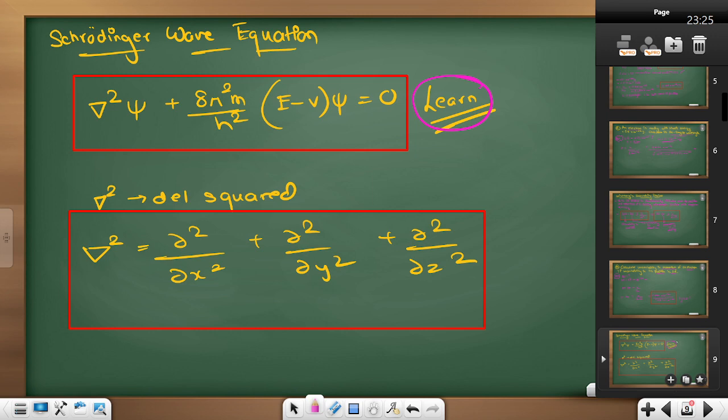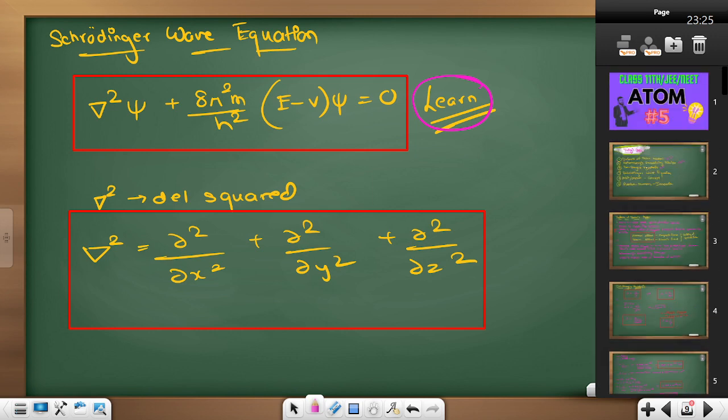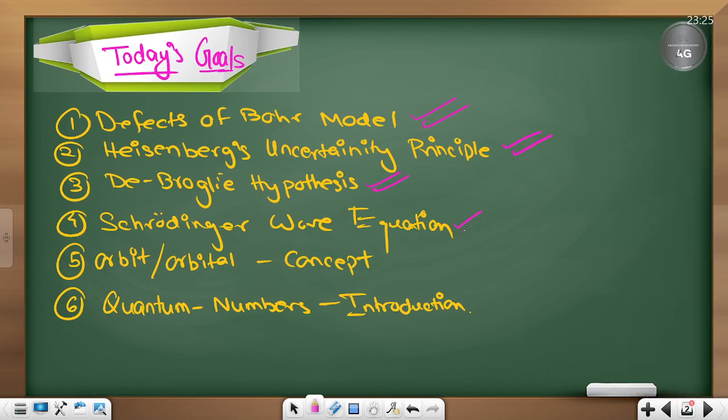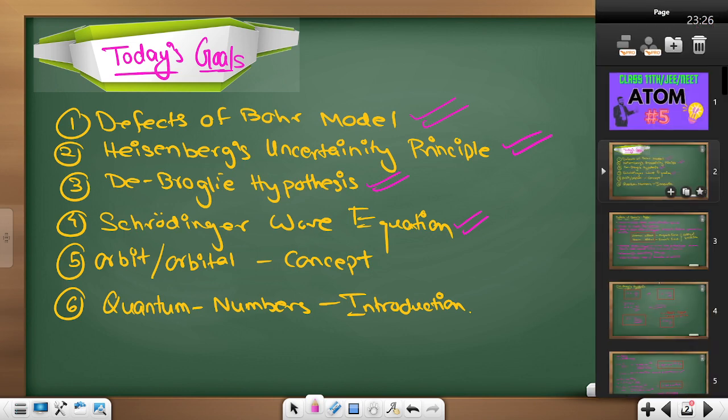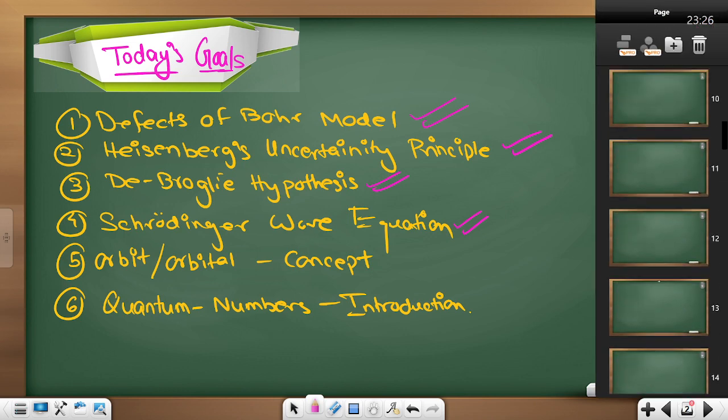Okay, so we have done the Schrodinger wave equation as well. Now there is only the wave equation you have to study. Nothing else, history, geography, is not the next level. Next comes the orbital and orbit concept. Let's move on to the orbital concept.